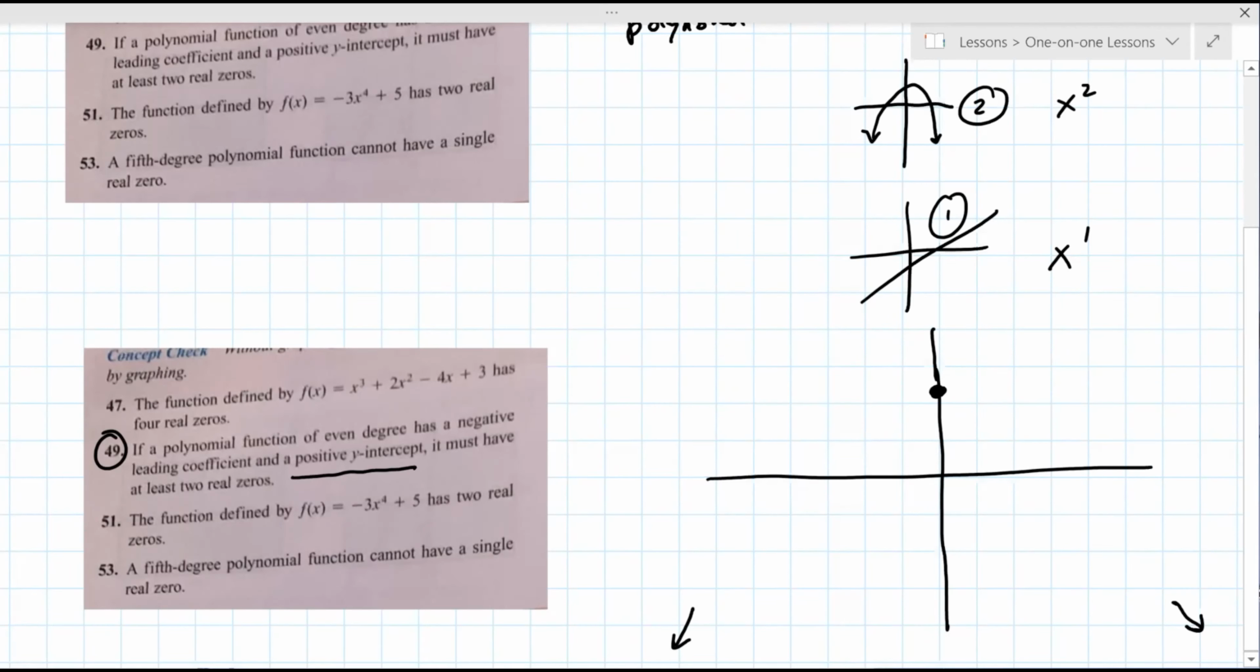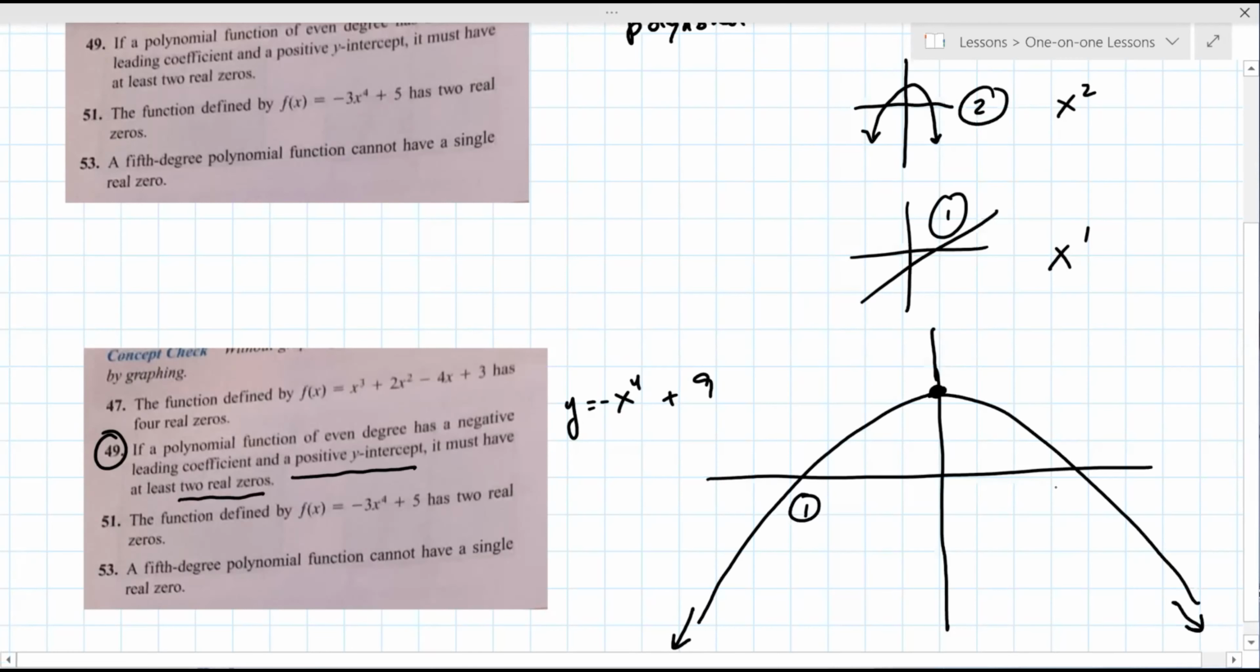So this is where you have to know a little bit more about this type of graph. It could be that it's just negative x to the 4th, and that looks like this, plus 9 maybe. That looks like this. So that's a possibility. So does that have at least 2 real zeros? Yes, it does.